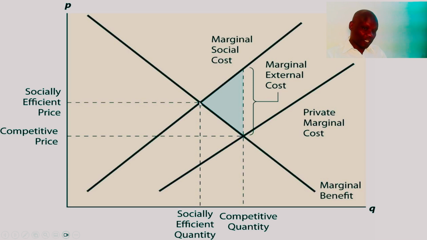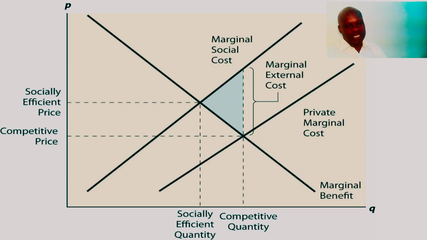You can see at that point of intersection, where this particular line, which I refer to as marginal social cost, intersects with the marginal benefit curve, this point defines the socially efficient price, and that price and this quantity take into consideration the interest and the welfare of the society. But that is not always the case. Firms are supposed to produce here, but they end up producing here. And this is what we refer to as a competitive price.